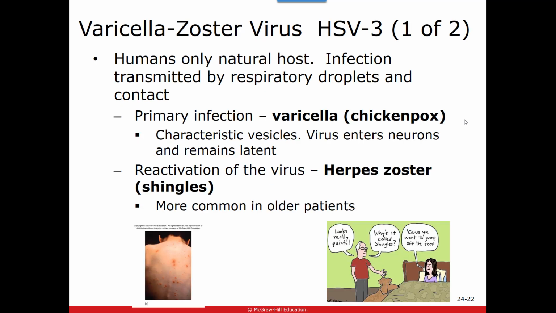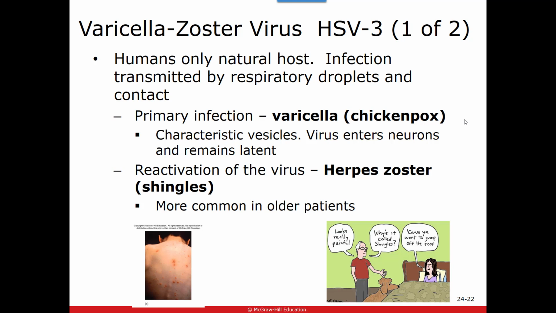Now, our third herpes virus, still in the herpes family, is herpes virus 3, also known as the varicella zoster virus. This is one I have. So, yes, I have herpes. I have herpes virus 3 in my body. Humans are the only natural host. It's transmitted by respiratory droplets, and it's transmitted by contact with skin lesions.